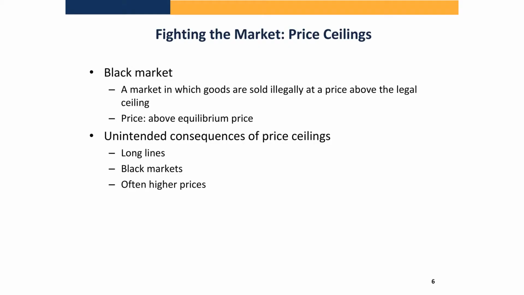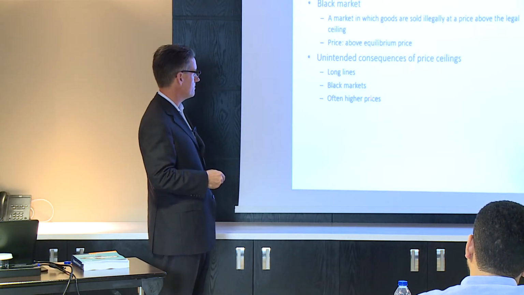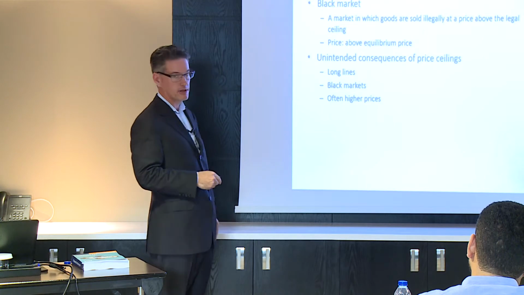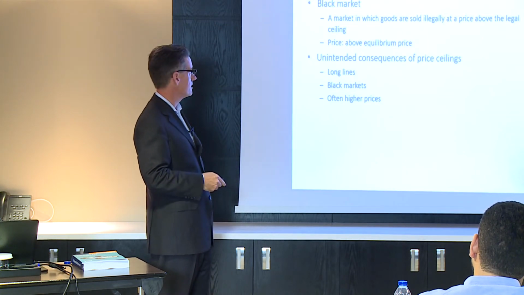Yeah, so you can get long lines, right? If there's a price ceiling, it may take you a long time to find the apartment, or maybe you have to queue up to fill out applications with the government to do this. And sometimes you could have higher prices in terms of the black market because you have to pay under the table to people to get by this thing.